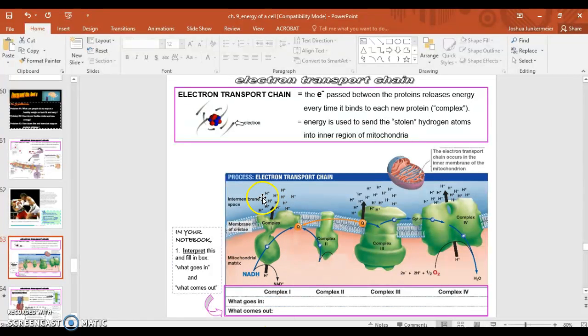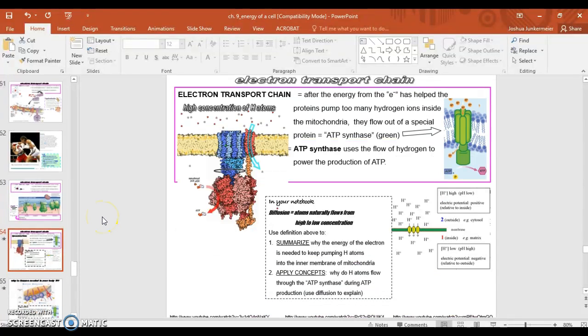You could also say the hydrogen comes out, or the electron. You could say they go in and they go out for complex 1. Now, continue the same thing for complex 2, 3, and 4, and you've completed slide number 53.